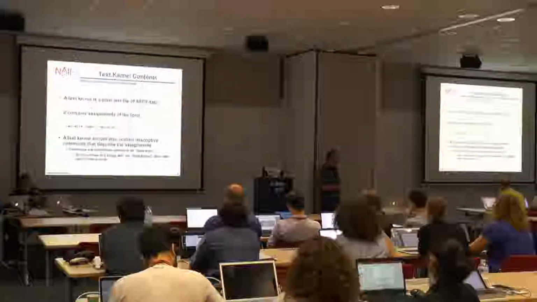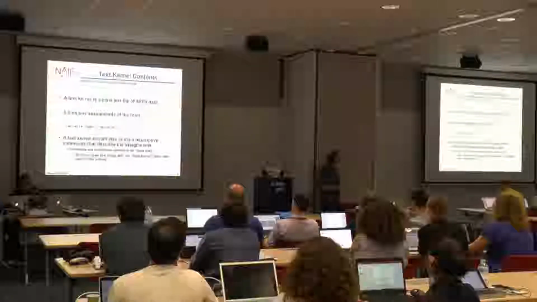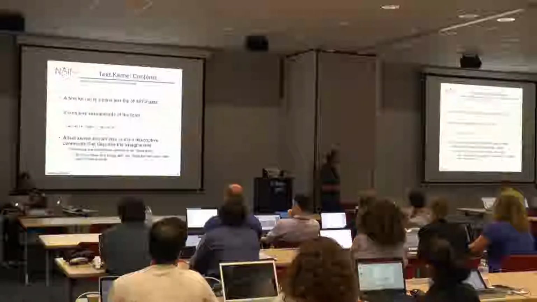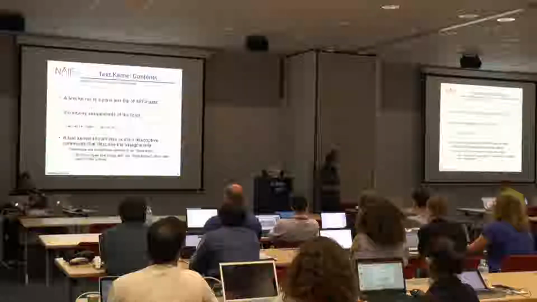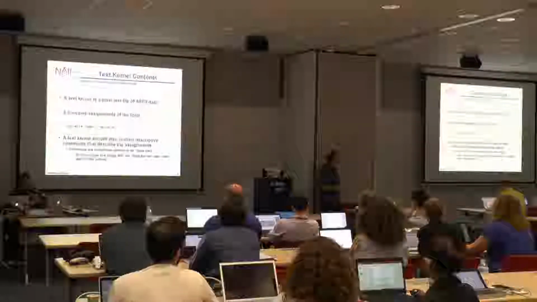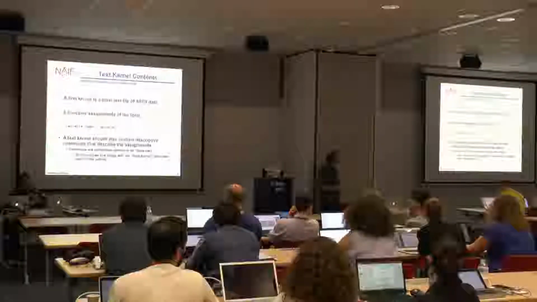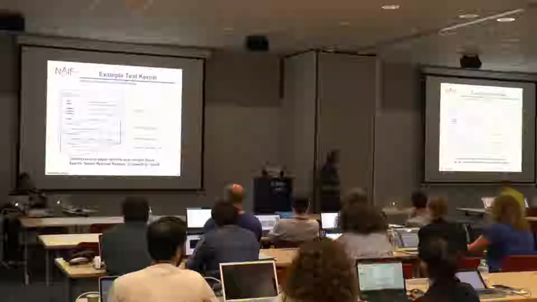Okay, so a text kernel is a plain text file of ASCII data that contains assignments of the form variable name equals value. A text kernel should also contain descriptive comments that describe the assignments. So this is the burden that rests on the kernel creator. These comments are sometimes referred to as metadata. Don't confuse this term metadata with meta kernel, which is described later in the tutorial.